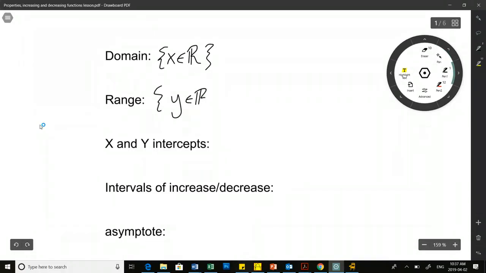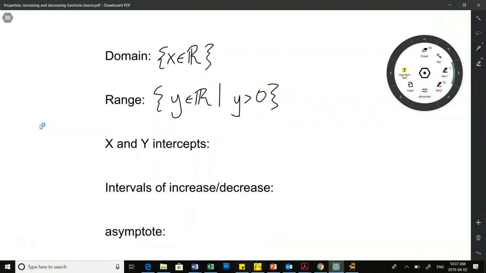Yep, good. So we're going to have, y is an element of real numbers such that y must be greater than 0. Okay, I'm not putting greater than or equal to 0 because it actually can't touch 0. At 0, we have an asymptote. So essentially what this is saying when I say y is greater than 0, we're saying y is all positive numbers.